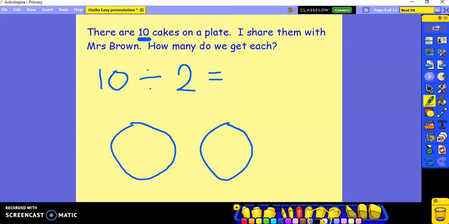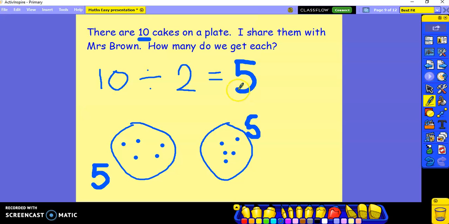And then I'm going to share out 10. 1, 2, 3, 4, 5, 6, 7, 8, 9, 10. So I can see I've got 1, 2, 3, 4, 5 here. Oh, it's a very wonky 5 there. And 1, 2, 3, 4, 5 here for me. So Mrs. Brown's got 5 and I've got 5. So the answer is 5.